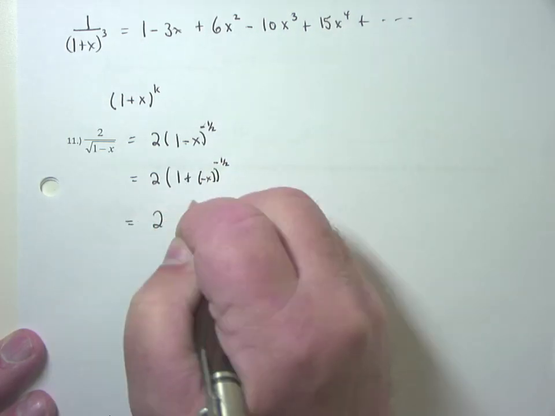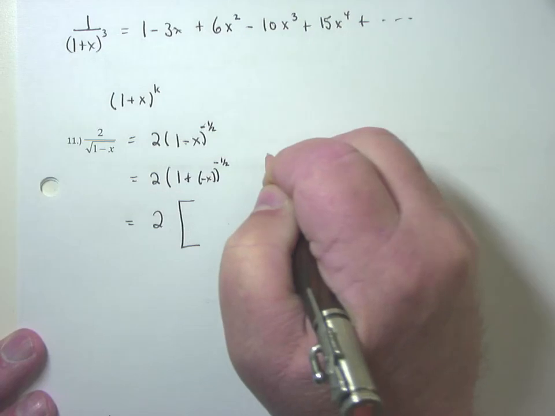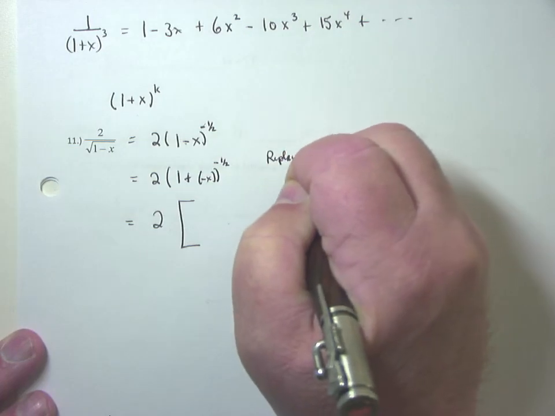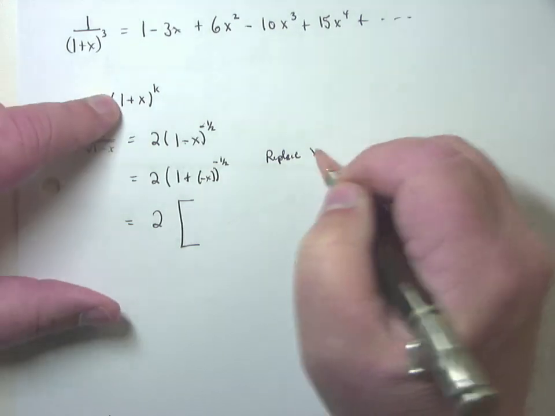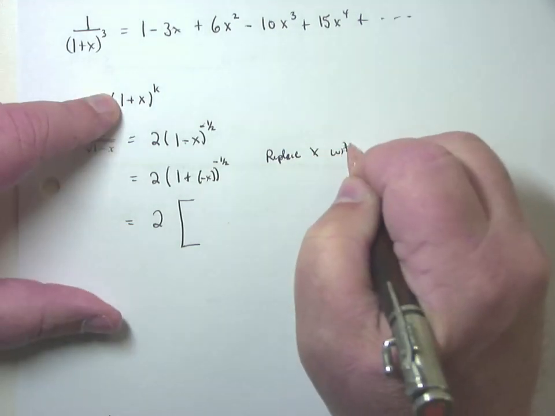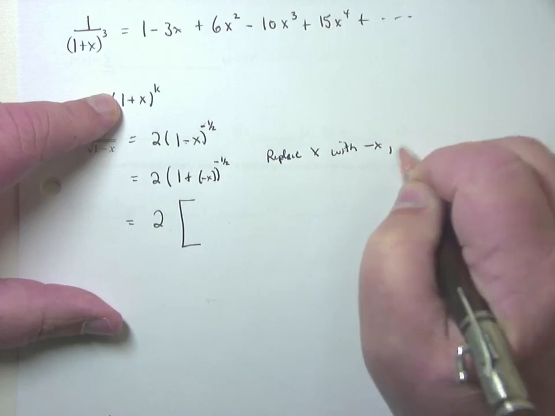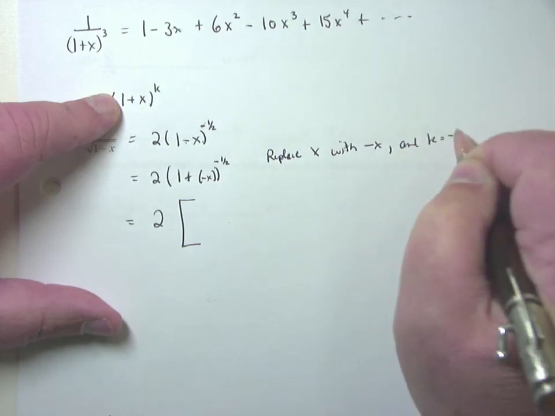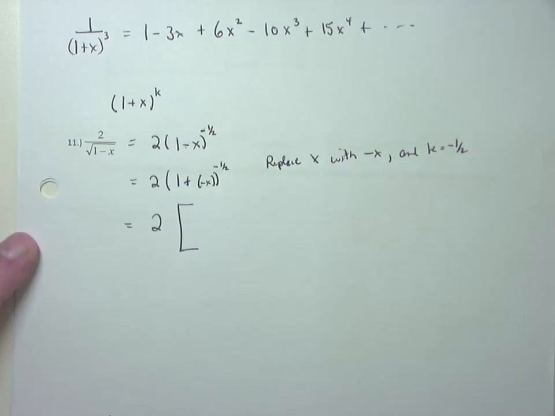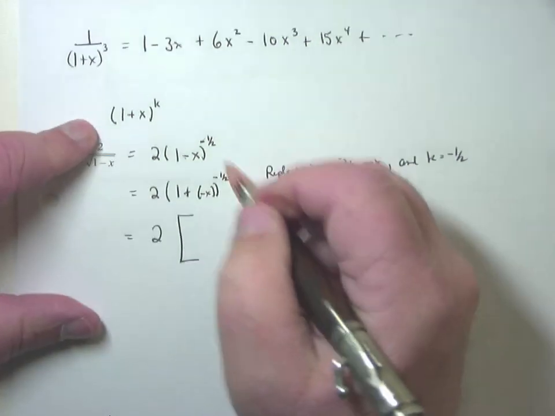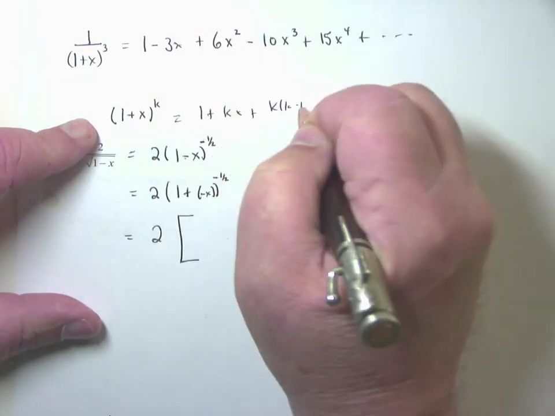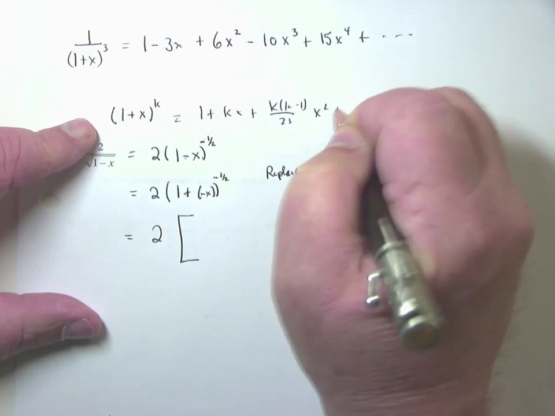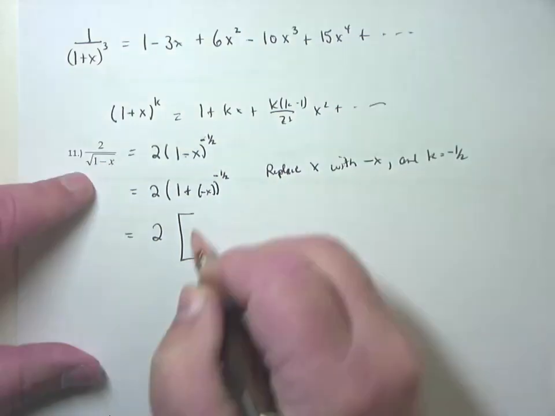This 2 is going to stay out front, but in my formulas, what I'm going to do, again, we love power series because they're easy to manipulate. We're going to replace x in my formula with negative x, and k is equal to a negative 1/2. Does that make sense? And so you're going to end up getting, when you write into our series formula, 1 plus kx plus k times k minus 1 over 2 factorial x squared plus dot, dot, dot. You're going to end up getting this.